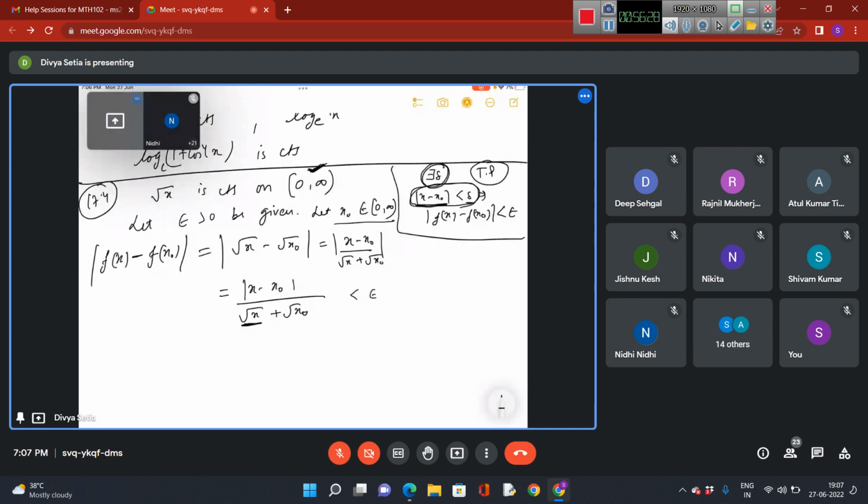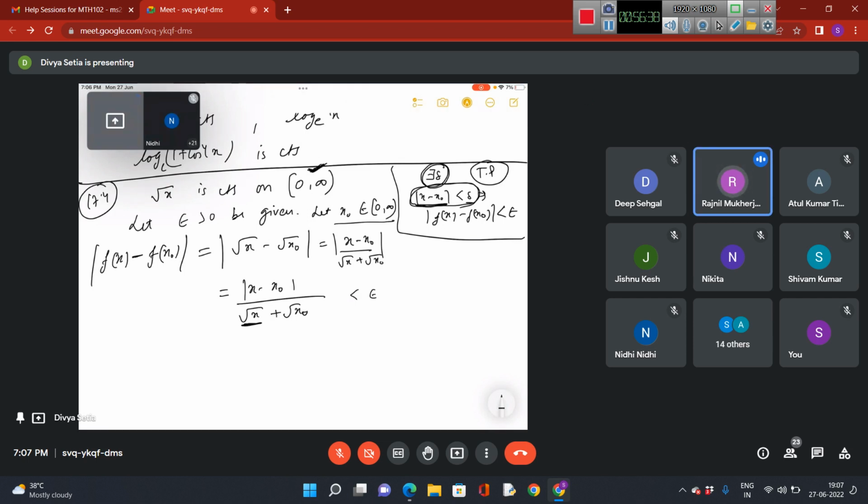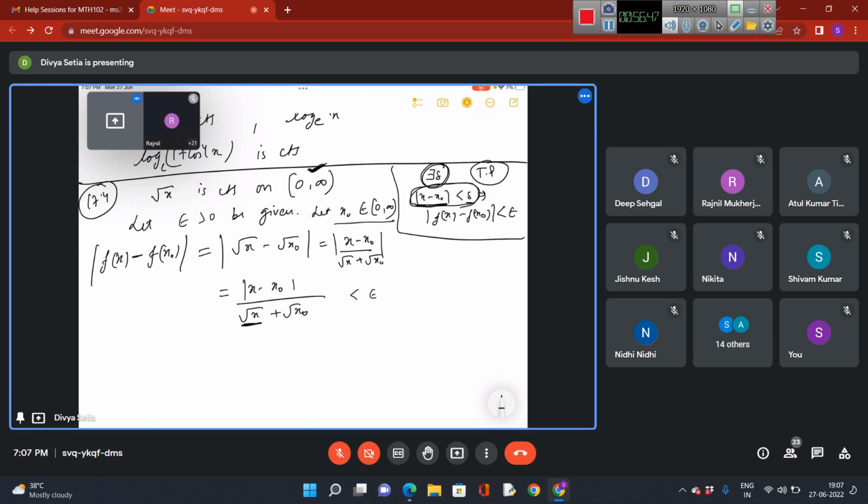Then how should I proceed here? We can use the fact that 1 by root of x naught is greater than 1 by (root of x plus root of x naught). Yes. Yes, that's the answer. Just 1 second.